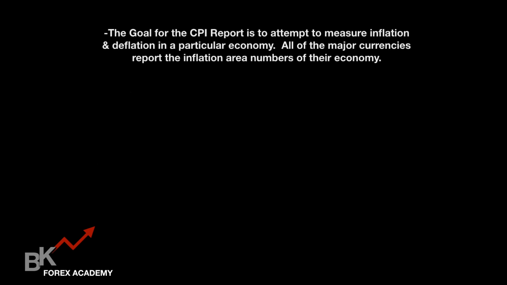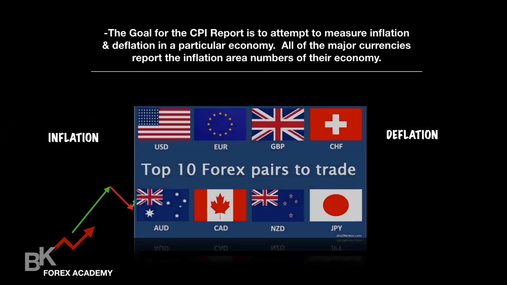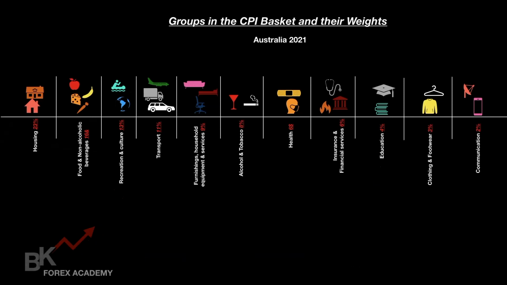The goal of the CPI report is to attempt to measure inflation and deflation in a particular economy. All of the major economies and currencies report the inflation numbers of their economy in an attempt to combat a growing economy or an economy that is slowing down. The CPI is what is used to measure these average changes in prices over time that consumers pay for goods and services. Essentially, the index attempts to quantify the aggregate price level in an economy and thus measure the purchasing power of a country's unit of currency.